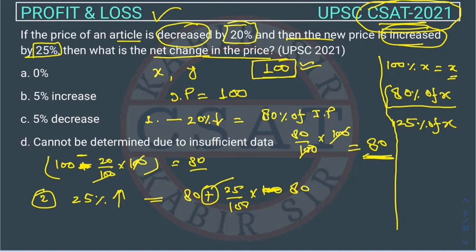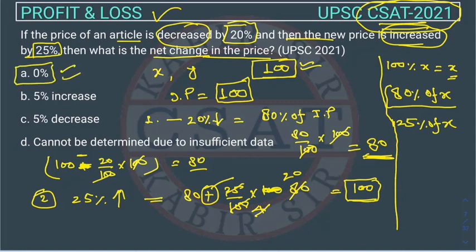So you will solve this. So this will be 100. So the final price is 100, the initial price is 100. So what is the net resultant change? The net resultant change is 0 because there is no change. So A will be our answer, right?